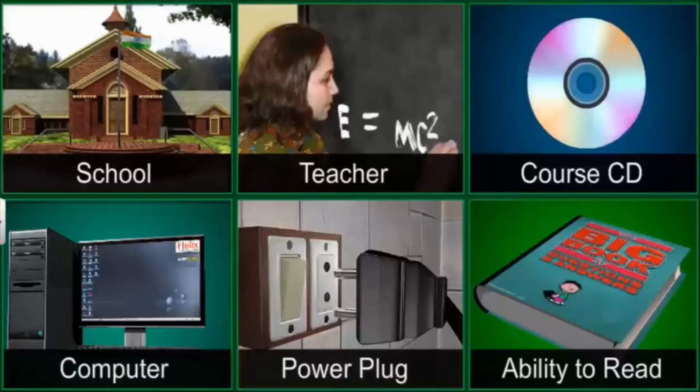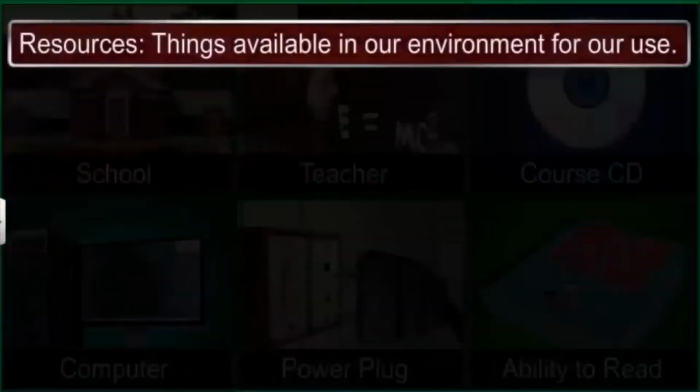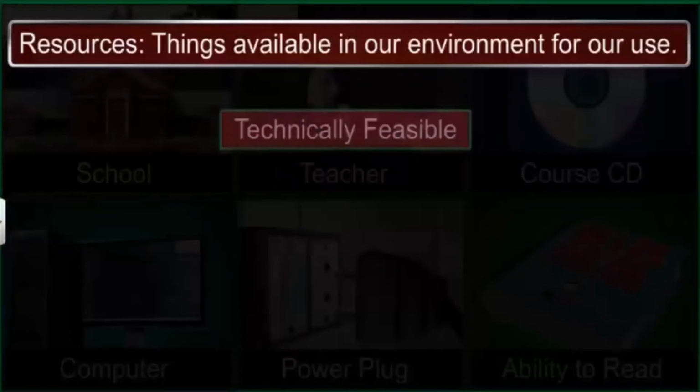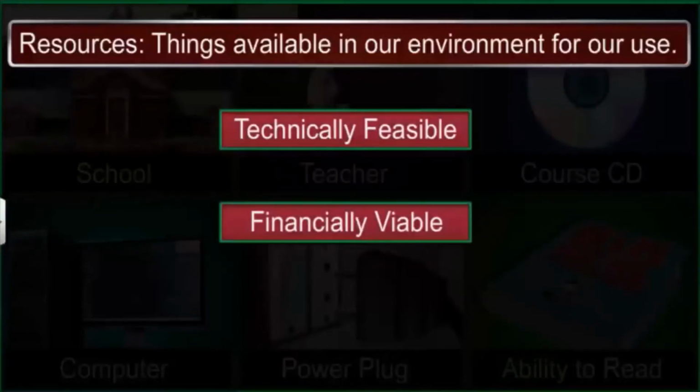These are just some of the things that allow you to go through this course. All these are examples of things that you use to satisfy your need for learning. The things available in our environment that can be used to satisfy our needs are called resources, provided they are technically feasible, financially viable, and culturally acceptable.